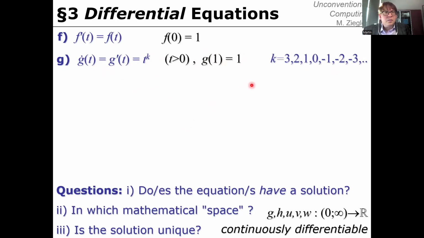Now moving on to a more complicated differential equation. h prime of t should be equal to y of t, where y is any, let's say, continuous function. This is a more general case. Item G is a special case of item H. In item G, the function on the right-hand side, y of t, was a polynomial, t to the k. Actually, many different polynomials. And this is a more general case where y is just an arbitrary fixed function.